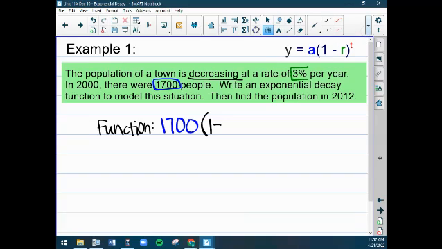So I've got 3%, which means my R is 0.03. I'm subtracting that, and then I'm raising it to the power of t. In the function, we do not plug in the values, we just use it in terms of t. Then I want to find the population in 2012. So how many years have gone by? From the year 2000 to the year 2012, it has been 12 years.